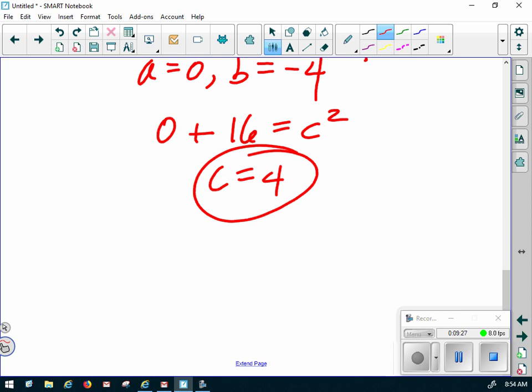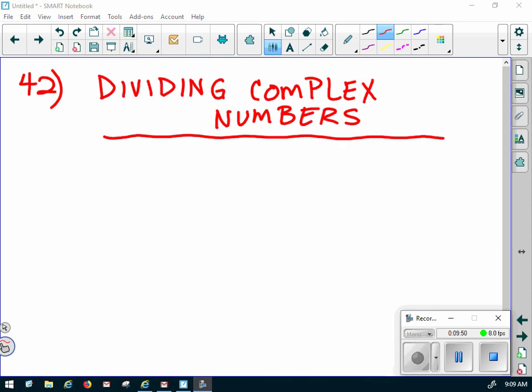Now, I'm going to give you 10 minutes. It ain't going to be 20 today, I guarantee you that. I'm going to give you until 5 after 9 to finish last night's homework. You should be able to do now the absolute value on the back. Top of your page 42. Dividing complex numbers.